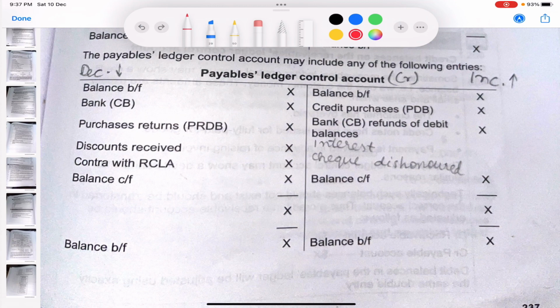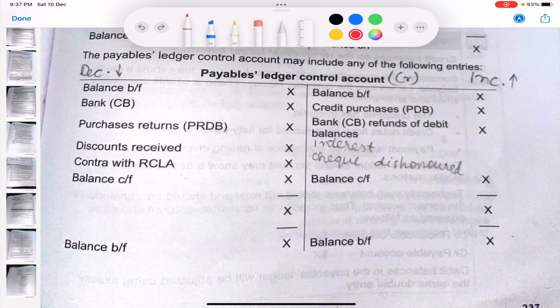So you don't have to think anything. You just have to see, will this journal entry or this treatment increase my payables or decrease my payables? If it will increase my payables, I will credit it. If it will decrease my payables, I will debit it. That's literally all you need to think about.